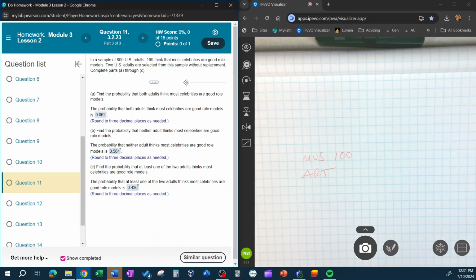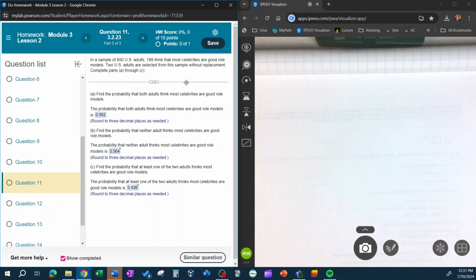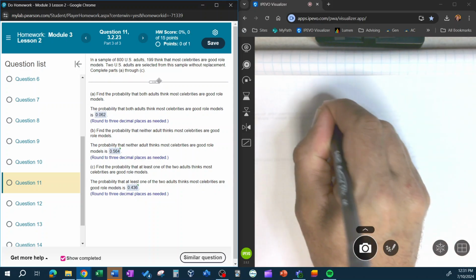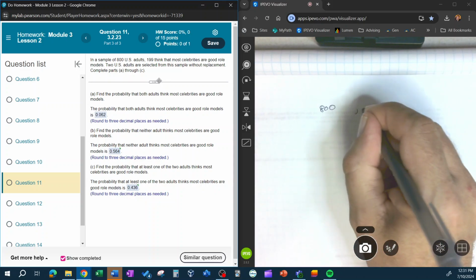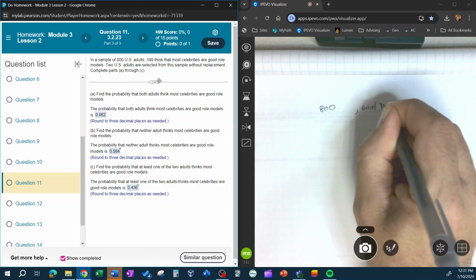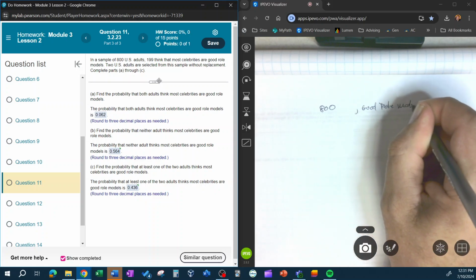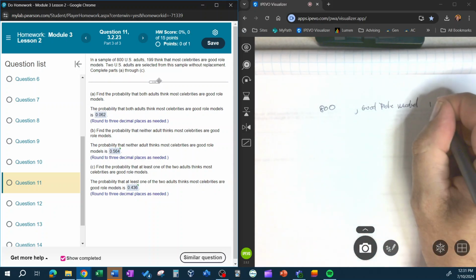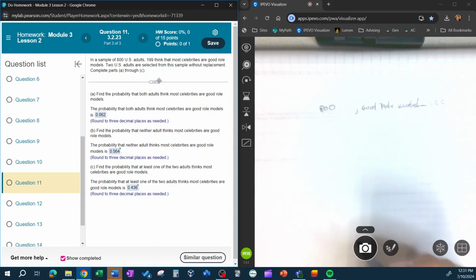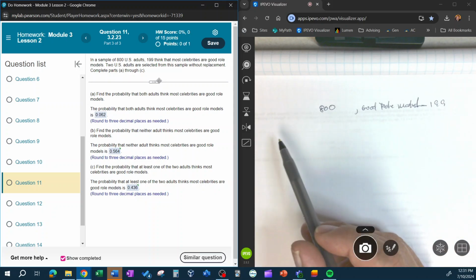A sheet of paper. All right, let's start out here. In a sample of 800 adults, 199 think that celebrities are good role models. So the total is 800, and out of the 800, 199 think celebrities are good role models, which is kind of low, obviously. Okay, let's do this first part.